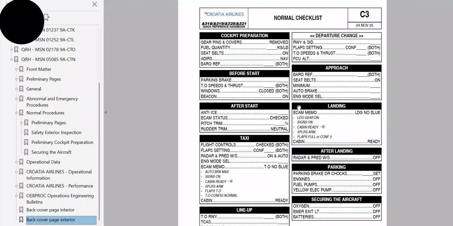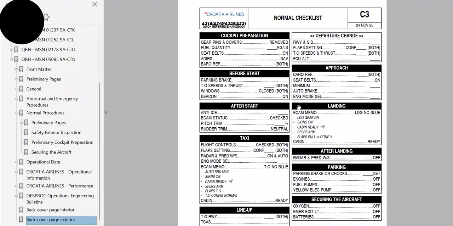A common mistake for pilots coming from other aircraft types is to call some procedures in a QRH, abnormal, emergency, a checklist. For example, landing gear gravity extension checklist. No, this is not a checklist, this is a procedure. The only checklist that we have on the Airbus is this one, the normal checklist.